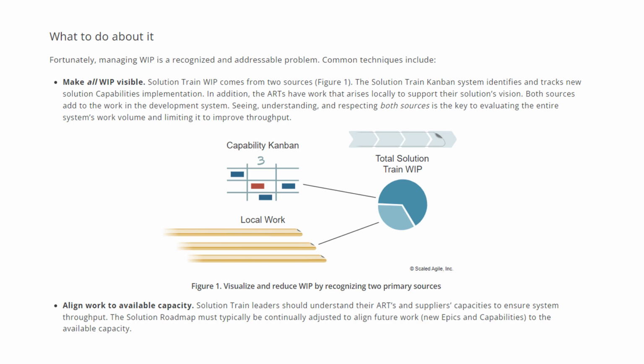The second option we have is to align work to available capacity. Solution train leaders should understand their ARTs' and suppliers' capacities to ensure system throughput. The solution roadmap must typically be continually adjusted to align future work, new epics and capabilities to the available capacity.